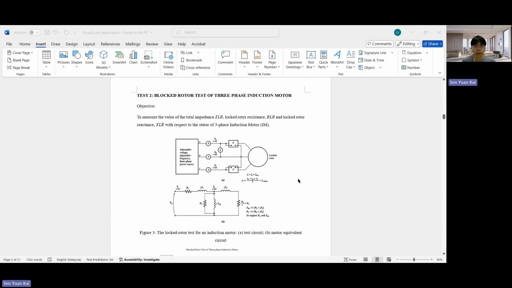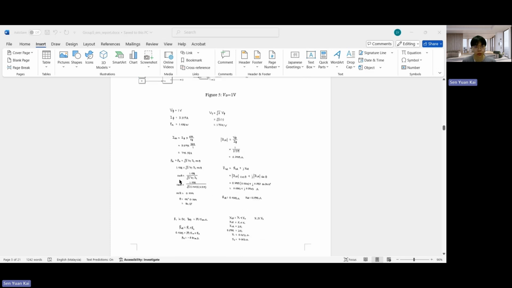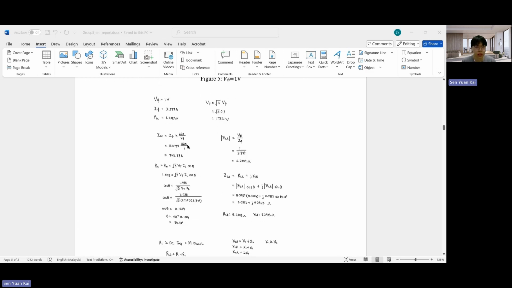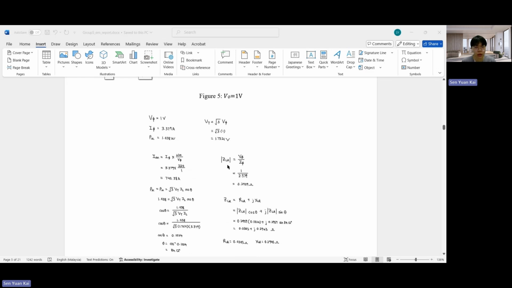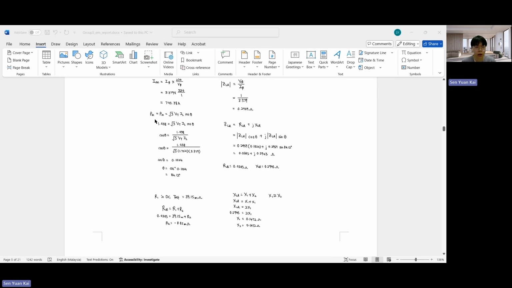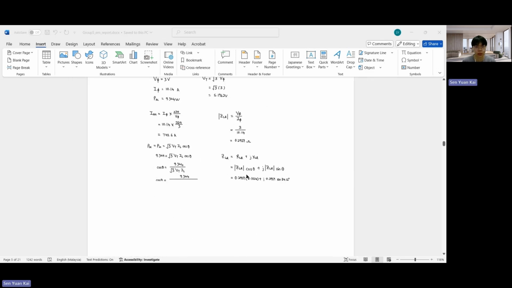Now we will see the tabulated data. This is the formula that we will use in this project to determine the ISN, ZLR, RLR, XLR, and the power short circuit. From the power short circuit, we will determine the power factor. Now we will go straight to the tabulated data.